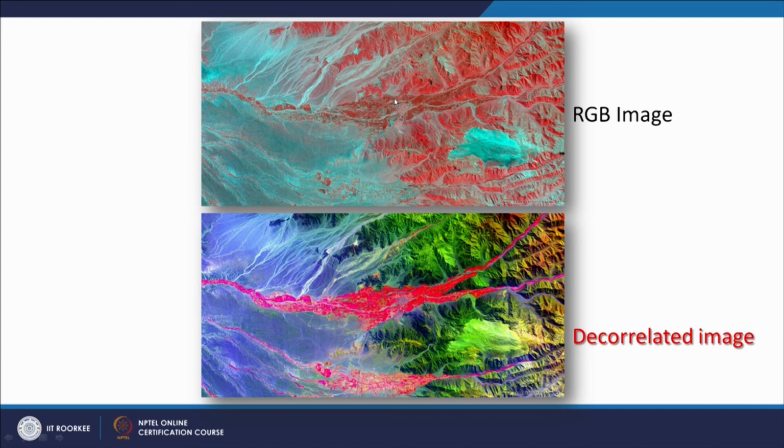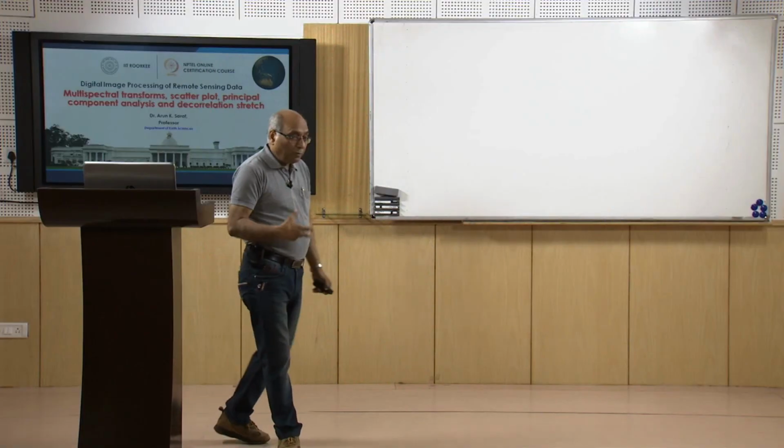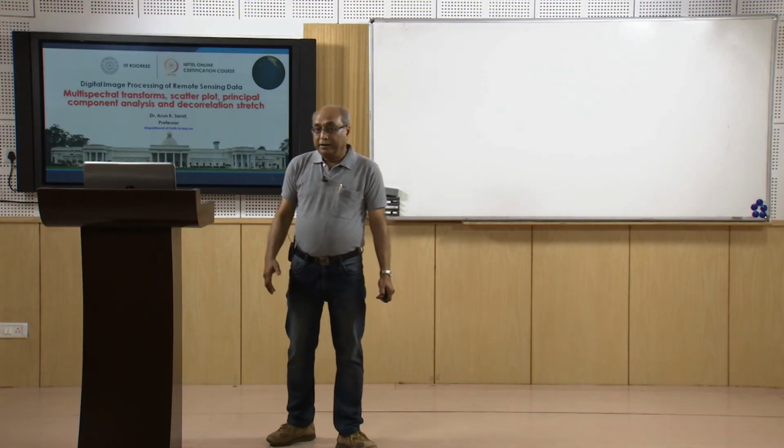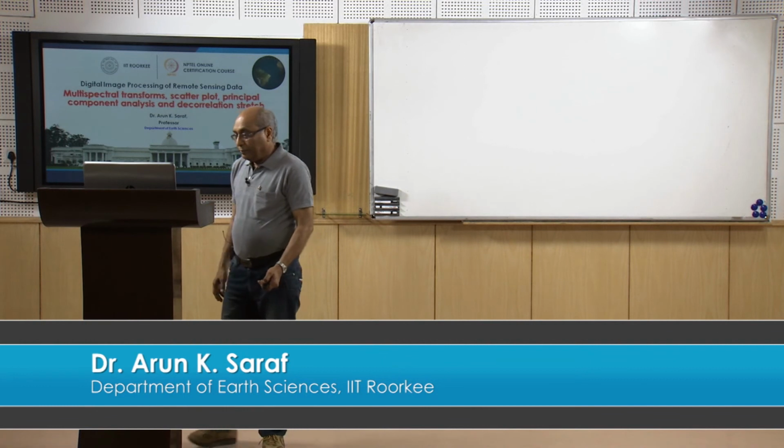And see the quality of discrimination. Here I can discriminate different rocks and different ground features comparatively very easily than on the simple RGB image. So this is the advantage of going for multivariate analysis in digital image processing.